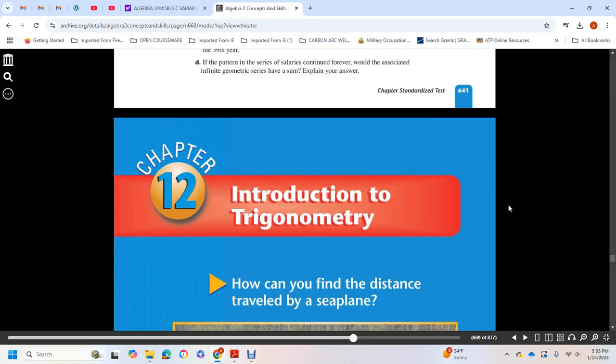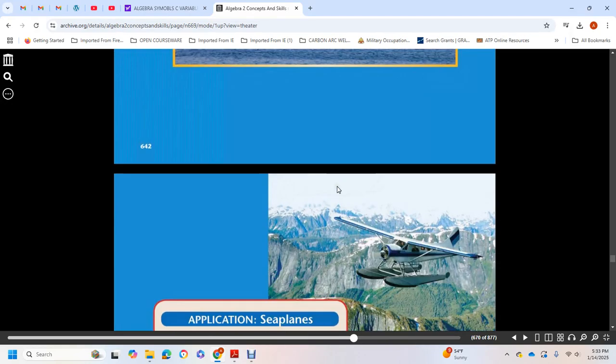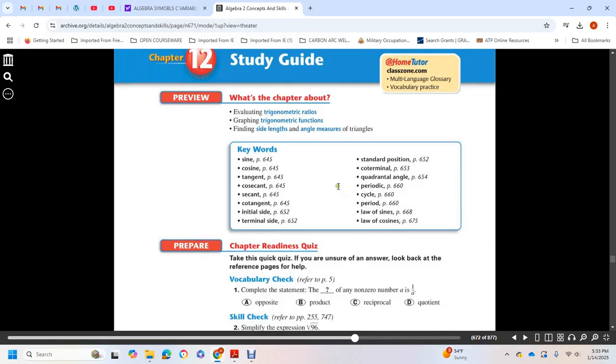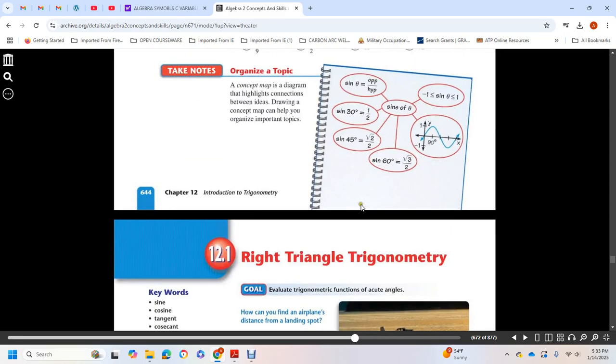Alright, Chapter 12, Introduction to Trigonometry. What's in this chapter? Sine, cosine, tangent, cosecant, secant, cotangent, initial side, terminal side, standard position, coterminal, quadrantal angle, quadrant angle, periodic, cycle, period, law of sines, and law of cosines.